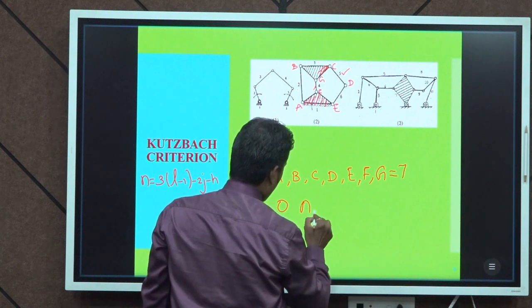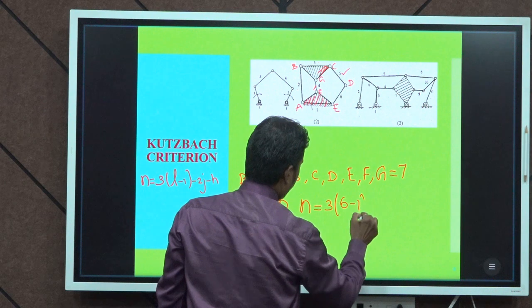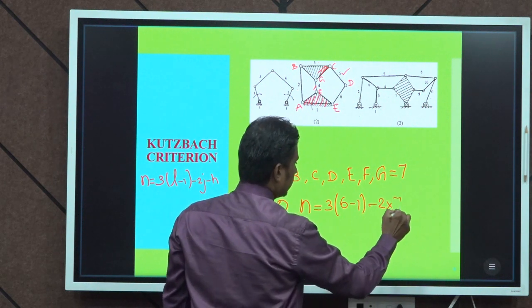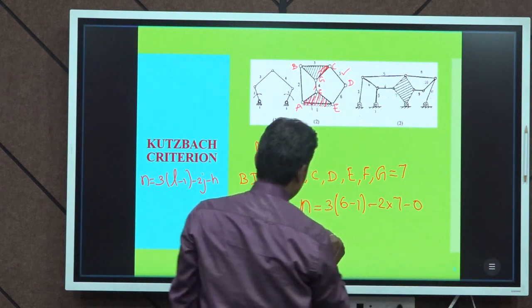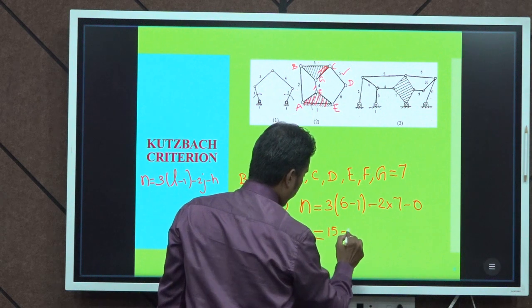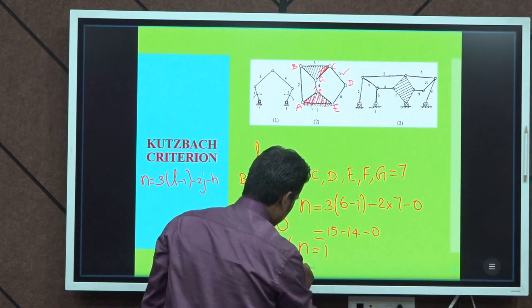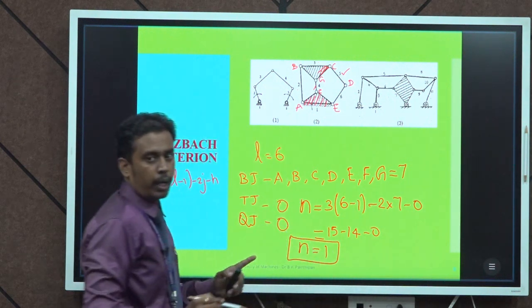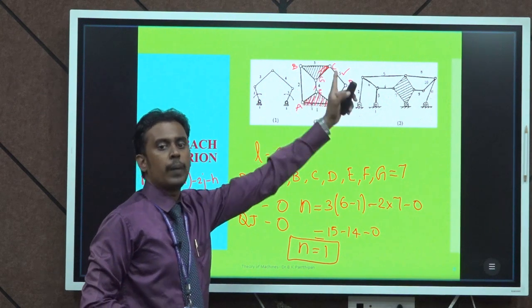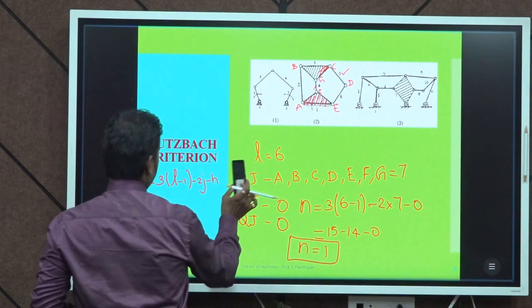Now, substitute in the formula, Kutzbach criterion, 3 into (L minus 1), where the value for L is 6, minus 2 into 7 minus 0. So, 6 minus 1 is 5, 5 into 3 is 15, minus 14, minus 0. The value for n is equal to 1, which means it requires one input to form this arrangement into a mechanism. This is the literal meaning of this calculation.